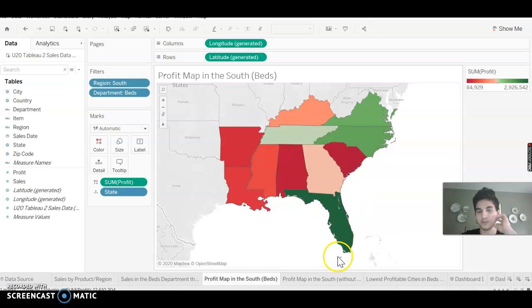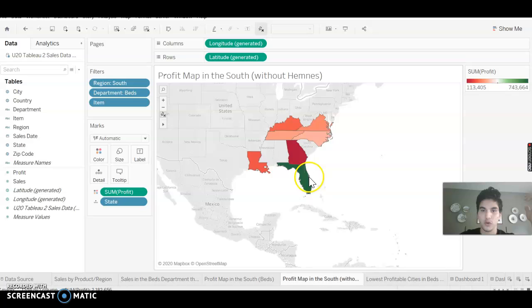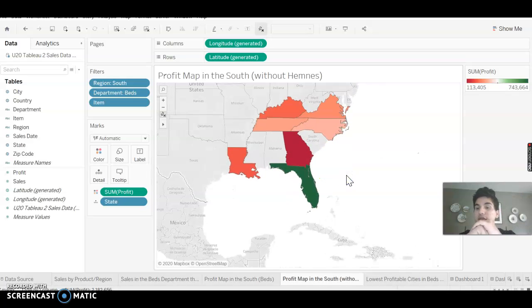And this was the whole beds department, right? So then I asked the question, what if I take the best selling bed out of here and show it on the map? That's how I came up with the profit map in the South, which showed me that the only state that was selling beds profitably, not counting the Hemnes, which is the best selling bed, was Florida, which made over $743,000, which is fairly good.